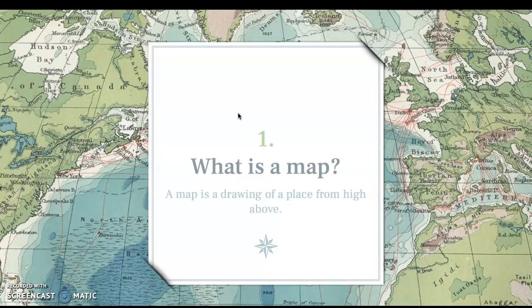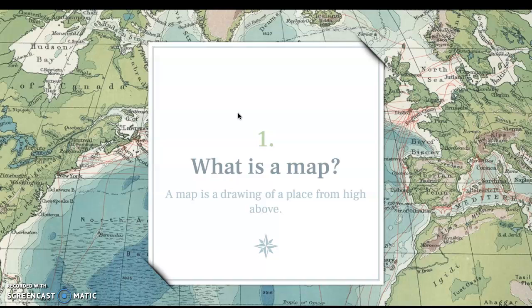A map is a drawing of a place from high above. So it could be a drawing from anything. It could be something as small as just your city that you live in, like we live in Florence. It could be bigger than that. It could be a map of Alabama. And it could be even bigger. It could be a map of your whole country, the United States, for example, or it could be a map of the whole world.